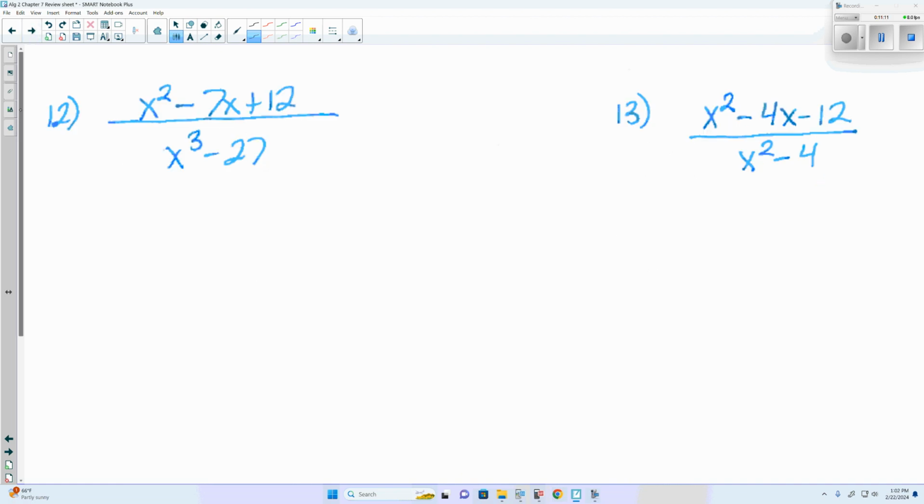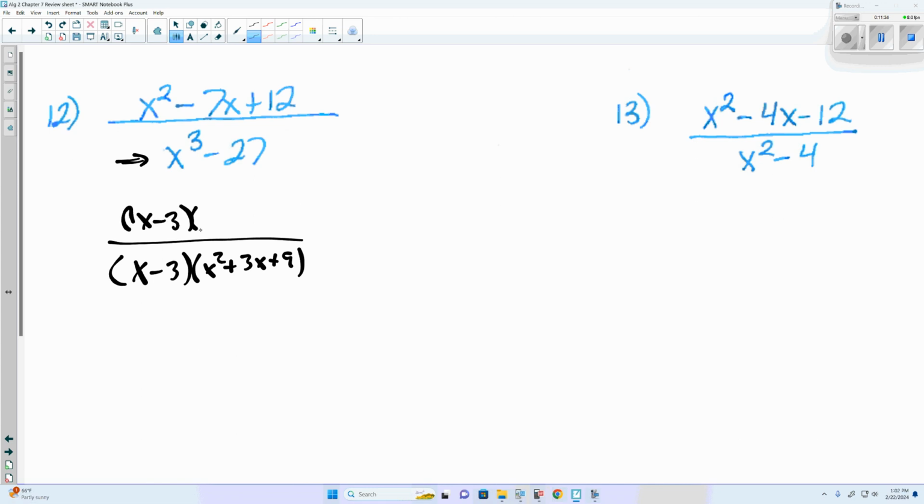We're not going to look at 12. I do 12 in the video. And the reason we're not going to look at it is because the sum or difference of 2 cubes is not going to show up on the test. I'm not going to make you solve sum or difference of perfect cubes when simplifying. Because if we did this, it would just be x minus 3 times x squared plus 3x plus 9. And the numerator would factor to x minus 3 and x minus 4. So just factor and simplify.